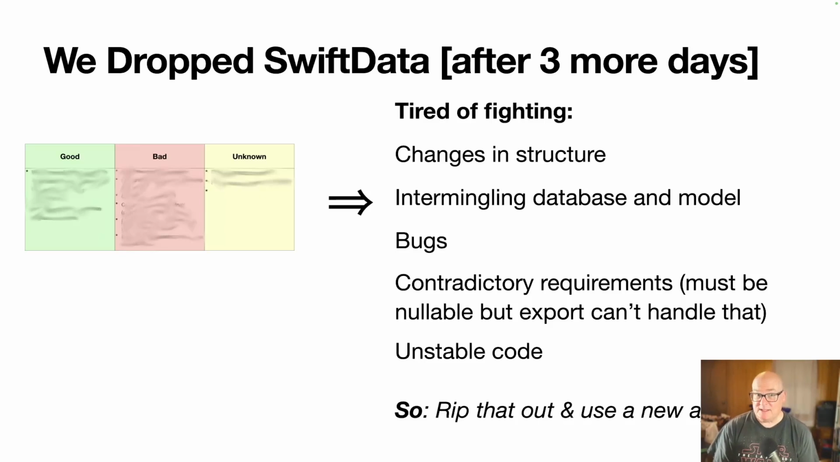And this week we tried to tackle the more complicated plan object that really is a hierarchical one that represents the tree of possibilities. And we fought and fought and fought. So it required changes in structures. It intermingles the database with the model a bit. It has its own bugs that got in our way. We had a place of contradictory requirements. We had a field that had to allow nulls, but the export couldn't handle that. We think that was one of those bugs.